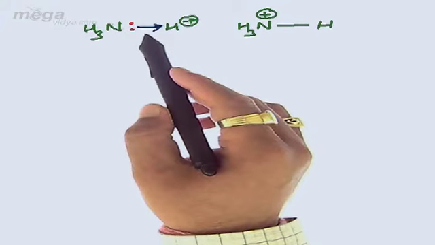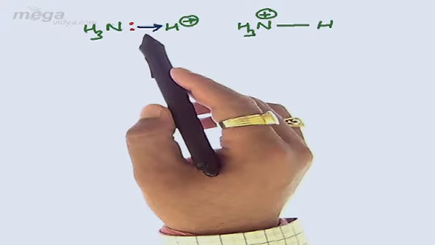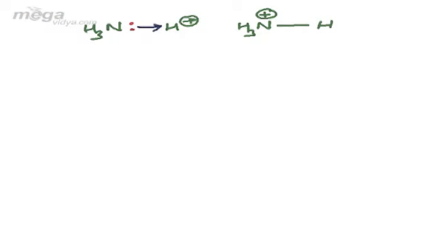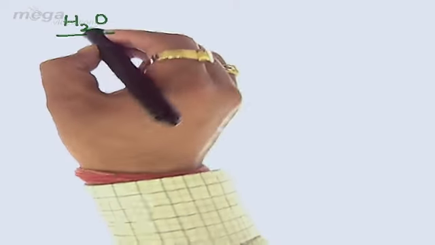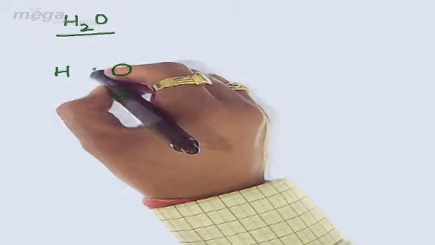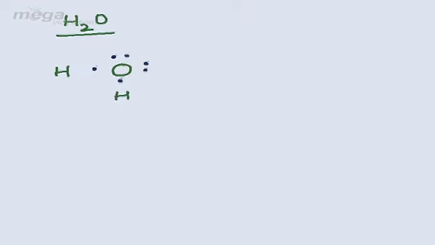After having a complete concept of types of bonds, we'll move towards the Lewis dot formula, or we can call it the Lewis dot structure. Let's first take an example of H2O. So for starting the Lewis dot structure, we are taking H2O as an example. This H2O molecule can be written as O with H and H. Now in the valence shell of oxygen, we have 6 electrons, 1, 2, 3, 4, 5 and 6. And in the valence shell of hydrogen, we have 1 electron.